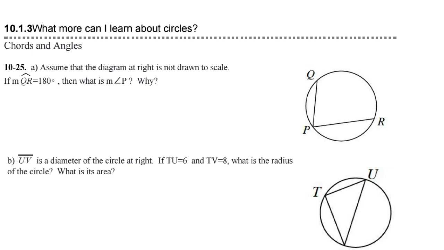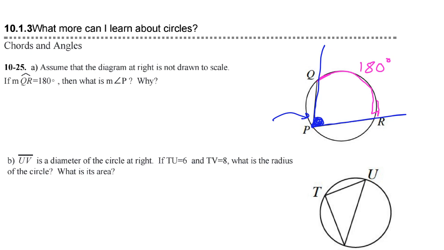The first question asks you to assume that the diagram at right is not drawn to scale. If the measure of arc QR is equal to, so I'm going to measure this arc, this arc is equal to 180 degrees. They're asking you to find the measure of angle P. Before I even answer this question, this angle is considered an inscribed angle because the vertex is on the circle itself.